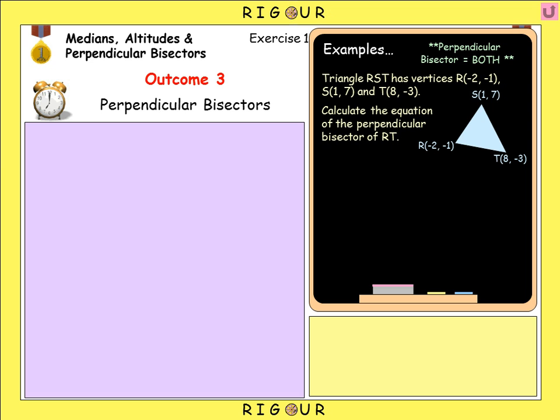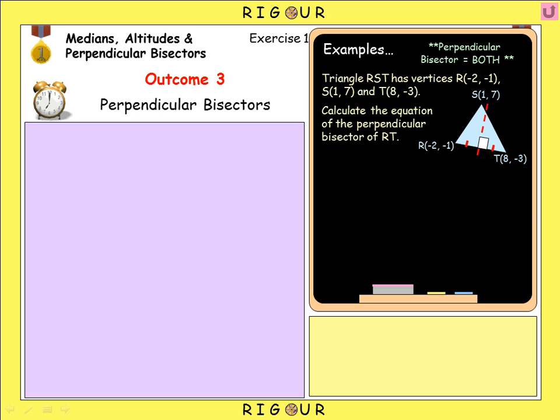So a rough sketch. The perpendicular bisector of RT will cut RT in half and meet RT at a right angle, looking something like this. Notice the perpendicular bisector doesn't go through the point S in this case. So to get the equation of the red dotted line, we need a point in the line and the gradient.